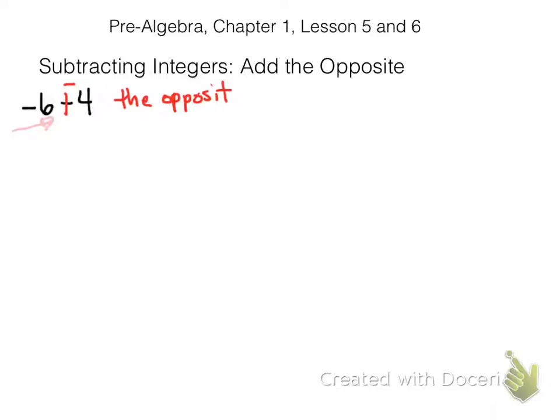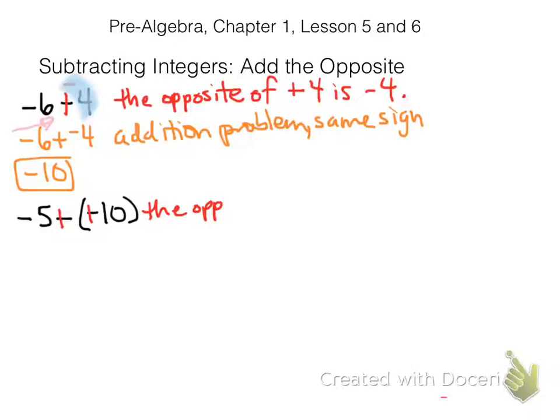The second number becomes the opposite. And it's always the second number, guys. It's never the first. The opposite of 4 is negative 4. So even though it was negative 6 minus 4 to begin with, it's now negative 6 plus negative 4. Alright, so there we go. And then a negative plus a negative is an even more negative number. So negative 6 plus negative 4 is negative 10.